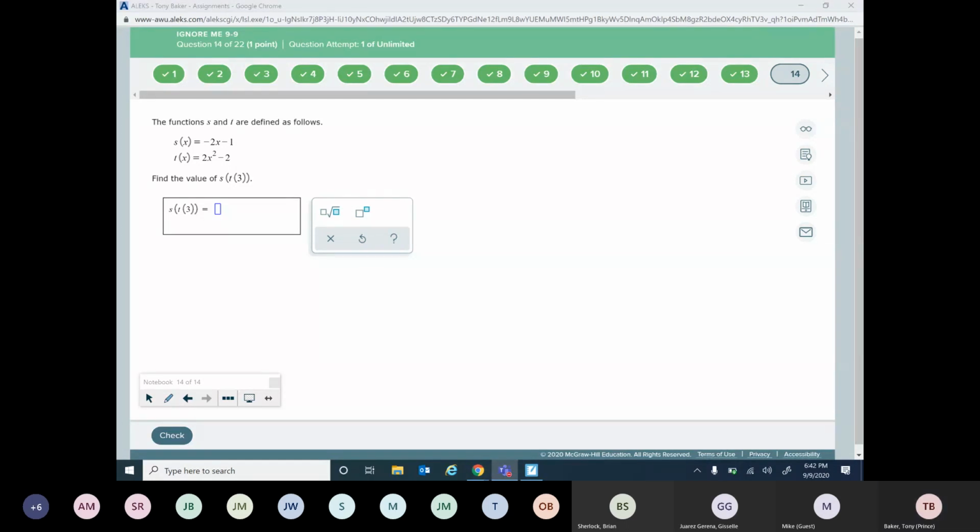So the first thing we're going to do is that inside part first. So I've got the t of 3. So I'm going to do that piece first. I'm going to take the 2 times 3 squared minus 2. So 9 times 2 is 18, minus 2 is 16. So that's t of 3.